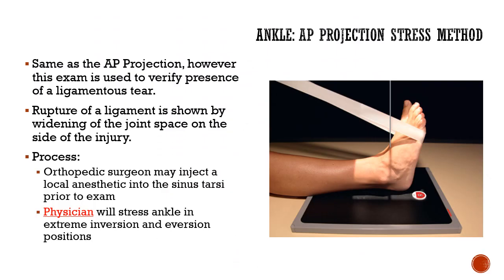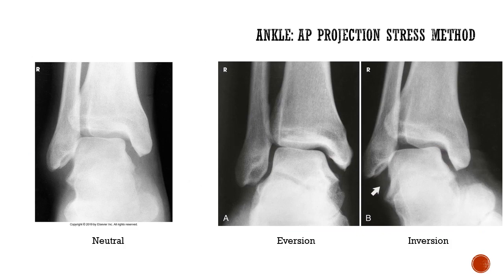The AP projection stress method is the same as the AP projection. However, this is going to be used to verify presence of a ligamentous tear. Rupture of a ligament is best shown by widening of the joint space on the side of the injury. An orthopedic surgeon may inject a local anesthetic into the sinus tarsi prior to the exam. The physician will stress the ankle in extreme inversion and eversion positions.